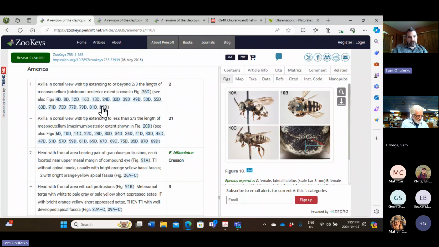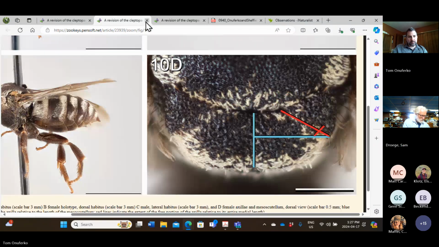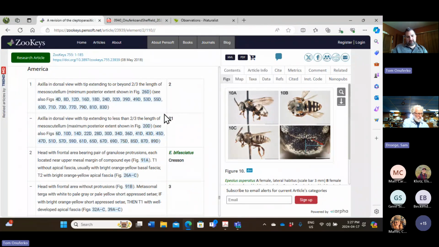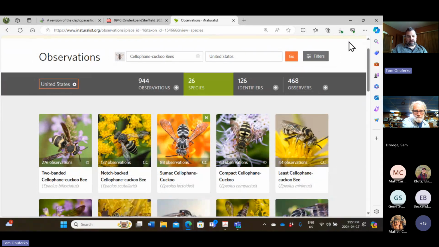Scutularis is the most common in Maryland. It's a very common species. It comes out in late summer. I think you'll start encountering males in late July and August, and then through September, at least in our area. But it is a very commonly encountered species of Epeolus. I've got 2 unit trays of it in my own collection, and there's 137 observations on iNaturalist.